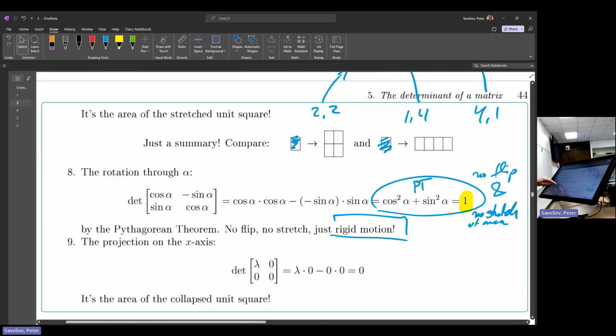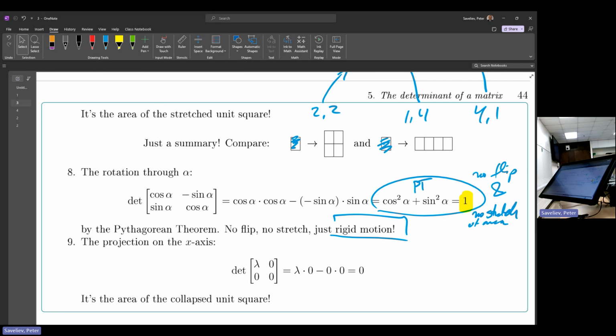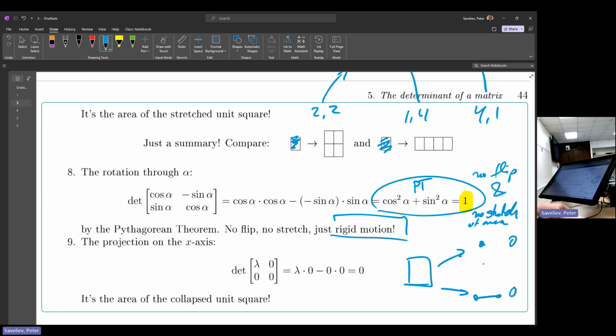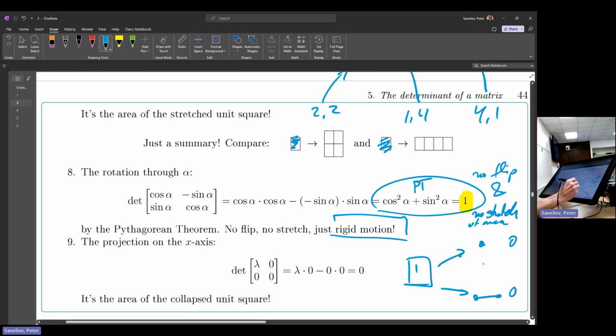Projection gives you 0. Even if you have a stretch thrown in, it will still produce a determinant equal to zero. So collapse means what? It could mean collapsing to a point or collapsing to a line. Both of them produce zero determinant because of what happens to the area. In either case, one is more extreme than the other, but nonetheless the area becomes zero. It used to be one, and now the area in either case is equal to zero.